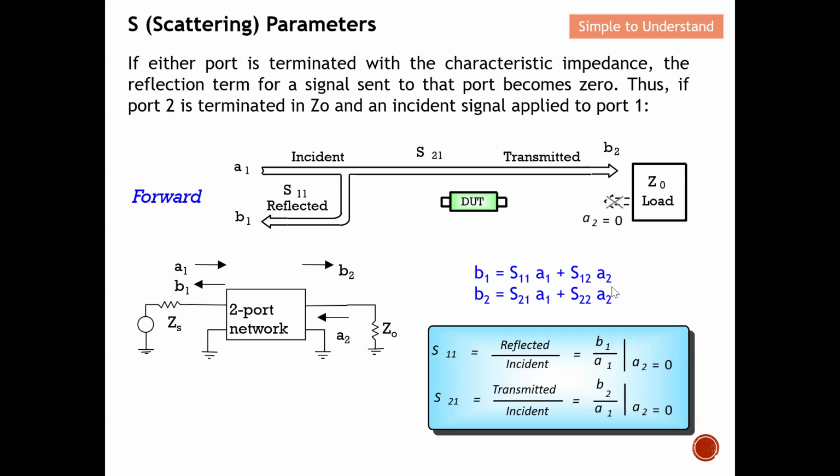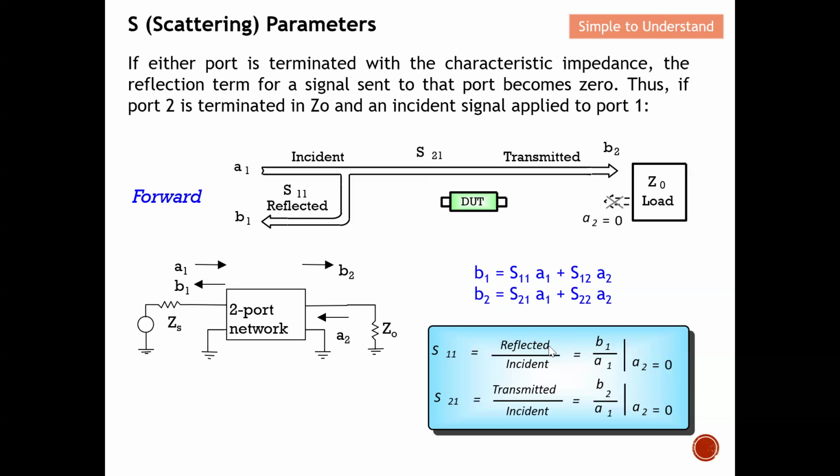These are the two equations that I illustrated on the previous slides. In order to get S11, for example, if I can make A2 equal to 0, this whole term will become 0, right? If A2 equals 0, anything multiplied by 0 becomes 0. Then S11 will be equal to B1 over A1, as you can see from this equation. So if I am able to make A2 equal to 0, this whole term disappears, and therefore S11 will be equal to B1 over A1, as shown from this equation.